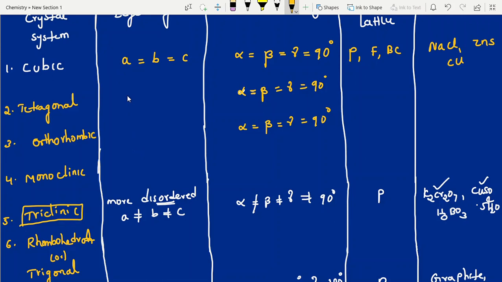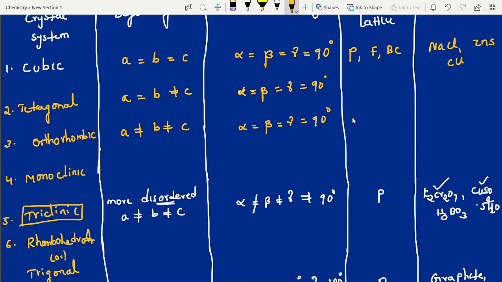But here, how to remember? This is A equal to B not equal to C. And here A not equal to B not equal to C. So triclinic is the more disordered system I said, no. Here orthorhombic also has A not equal to B not equal to C, but here these are 90 degrees, but this is not 90 degrees. Easily you can remember orthorhombic. And orthorhombic will get more questions, students.